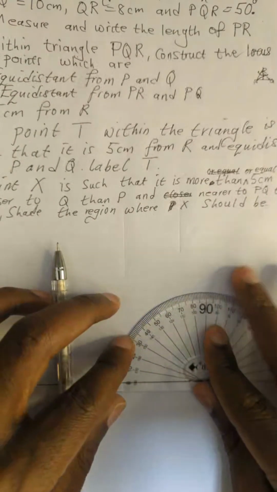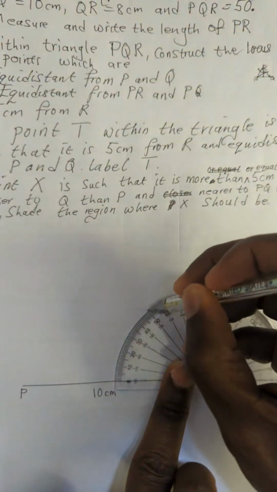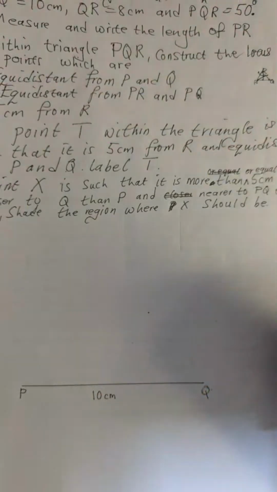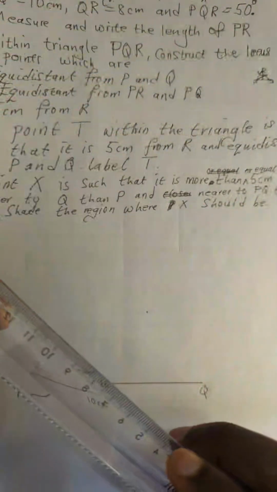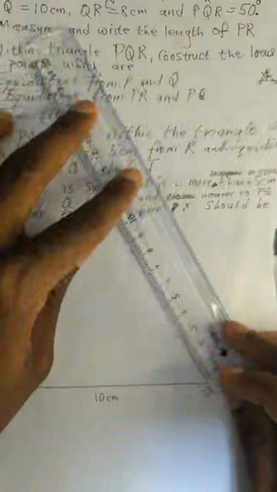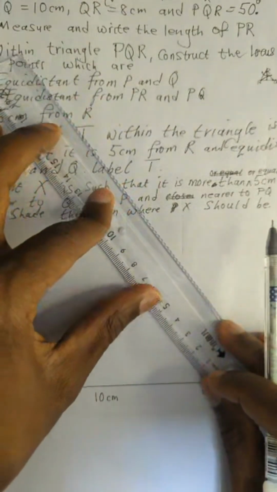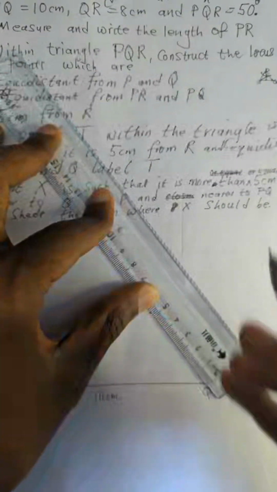Okay, so they are saying 50 degrees. So 50, it's here. This is where 50 is. Okay, so you put a dot there, then you get your ruler. So we need a distance of 8 centimeters according to this statement. QR is 8 centimeters. Okay, so we need a distance of 8 centimeters. So starting from 0 here, the angle should be such that the line we're going to draw should pass through this point, because this is the 50 degrees angle.